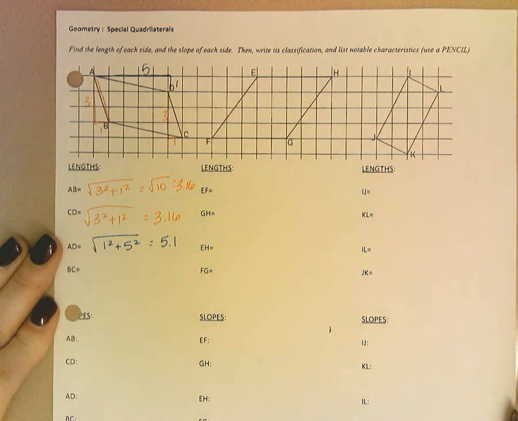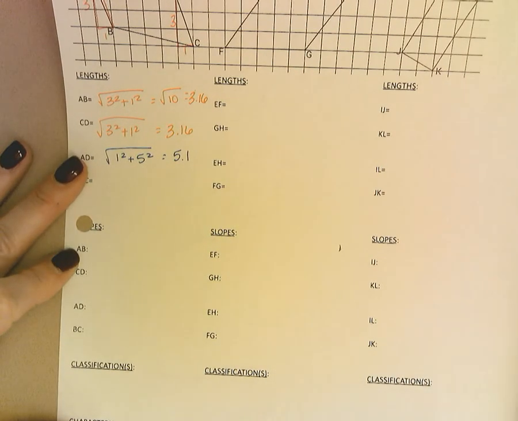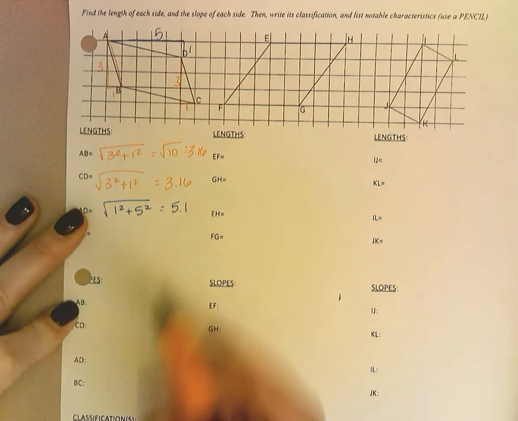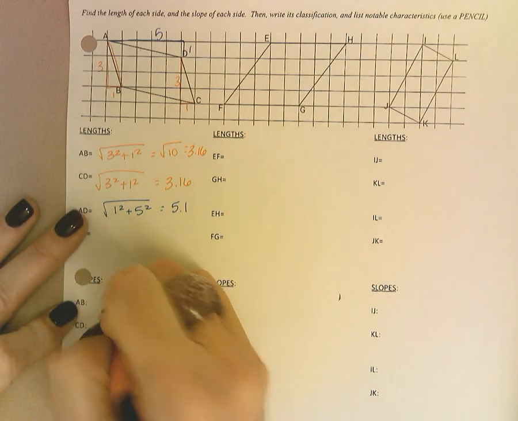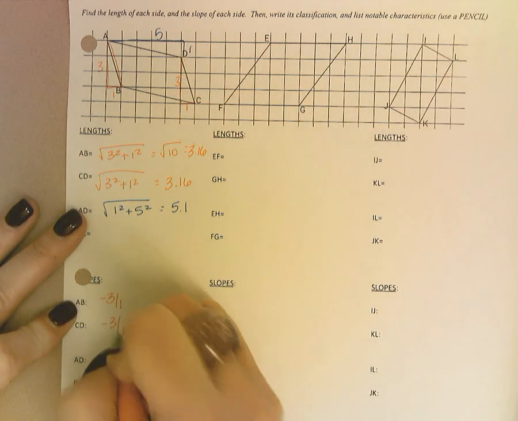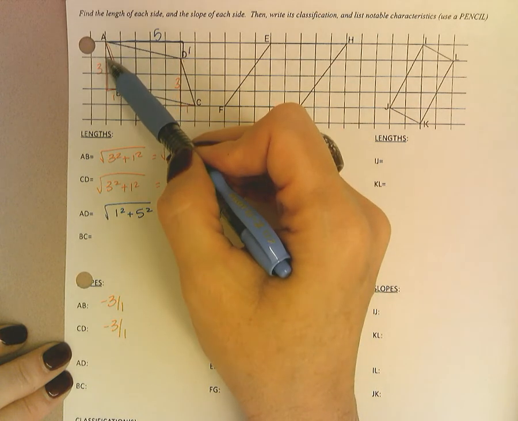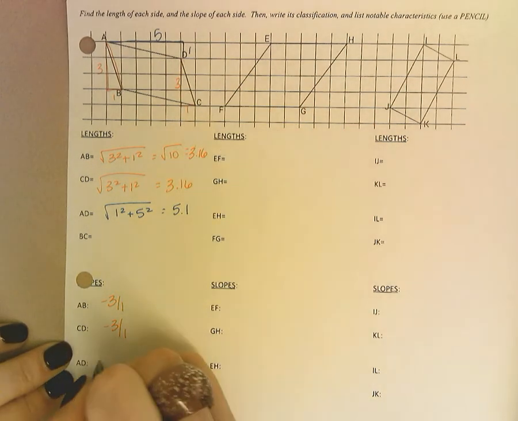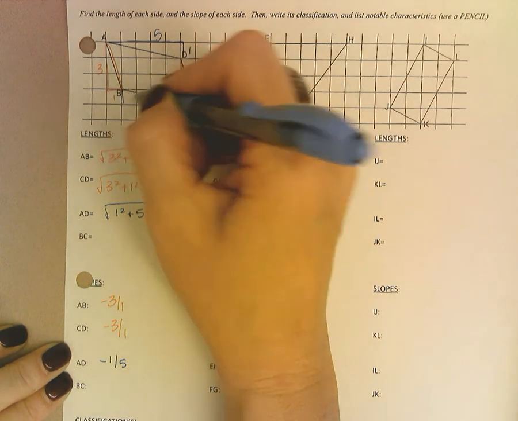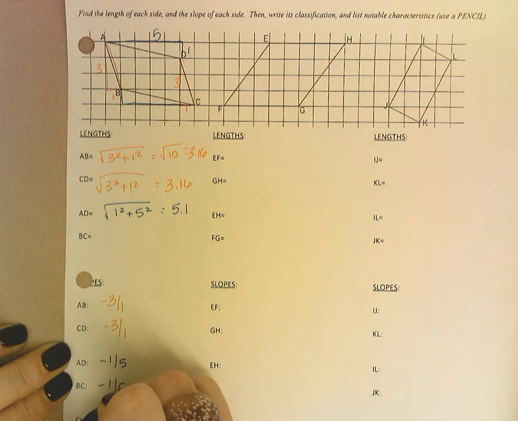All right. For your slopes, scroll down a bit to your slopes. Your slope of AB is -3/1. The slope of DC, again, -3/1. Your slope of AD, it's -1/5. Remember, it's change in Y over change in X. And for BC, down 1/5, so -1/5.